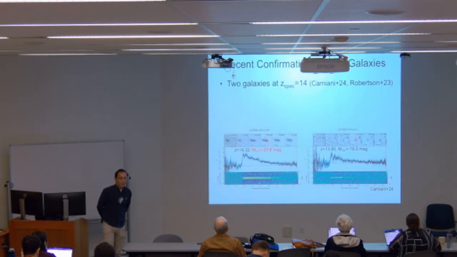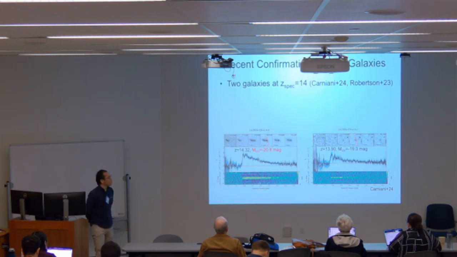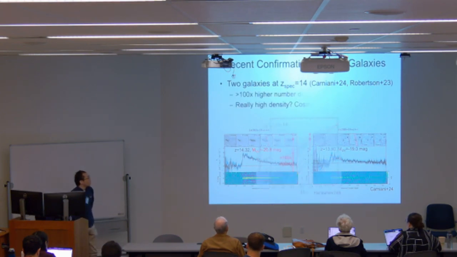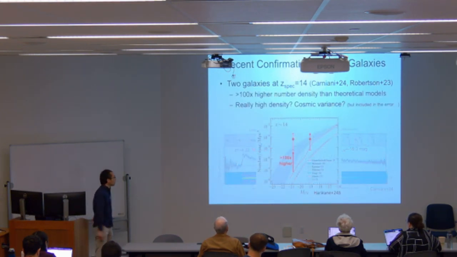Then, as you know, there has recently been very exciting confirmation of redshift 14 galaxies. So there are two redshift 14 galaxies confirmed so far, and the most distant one is very bright, at -20.8 magnitude in rest-frame UV. If we calculate the number density, the number density of such bright galaxies is actually very high, about 100 times higher than most of the model predictions.